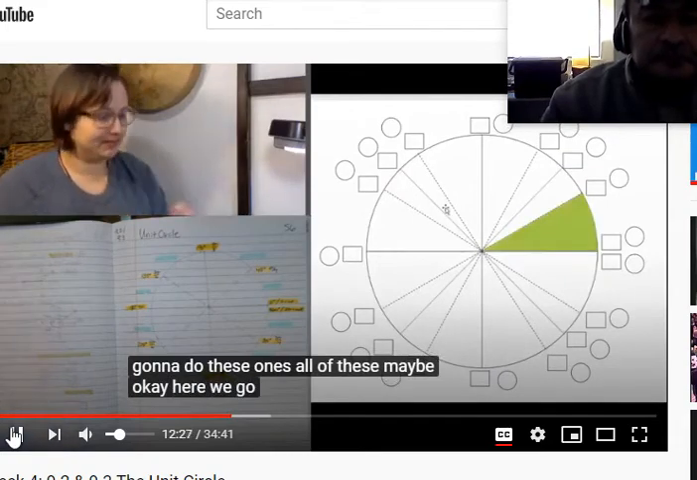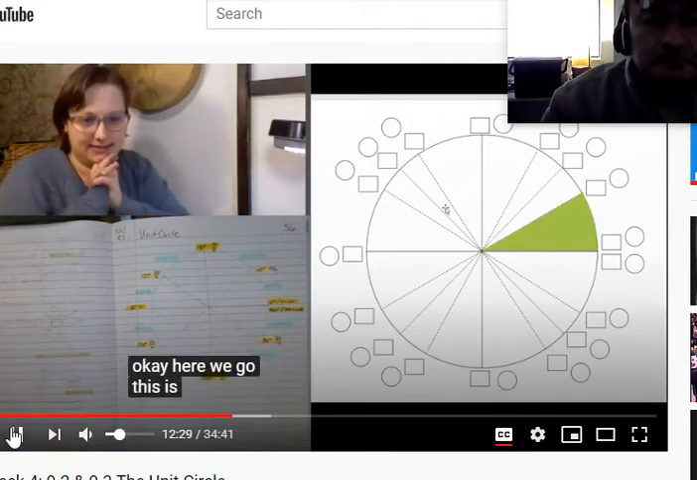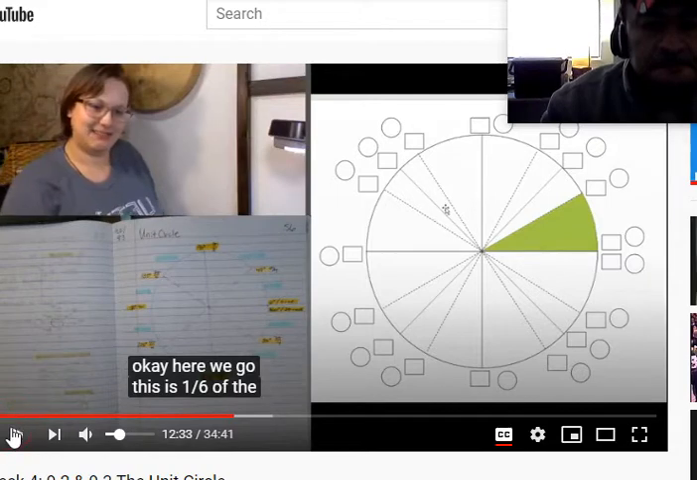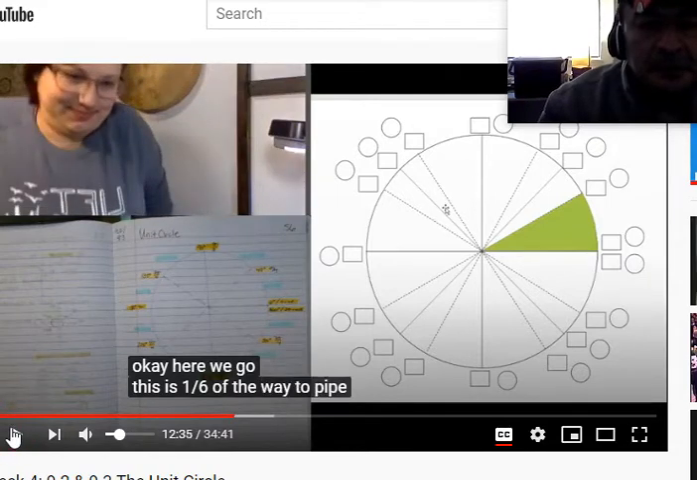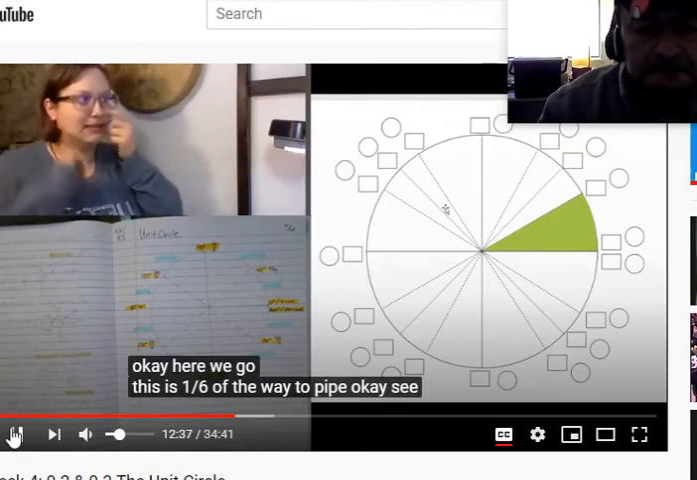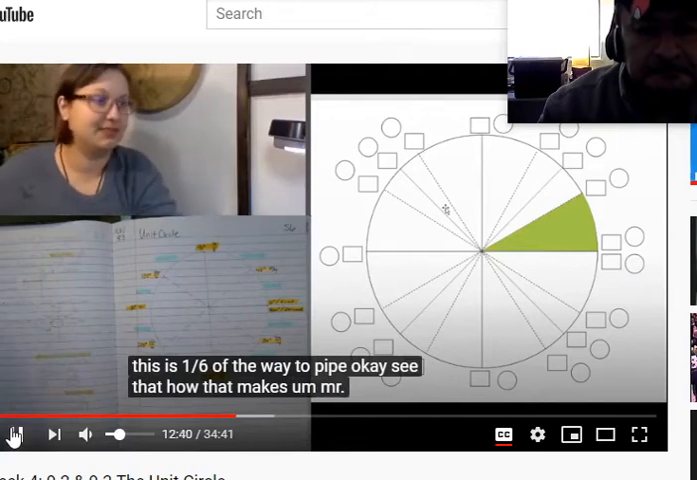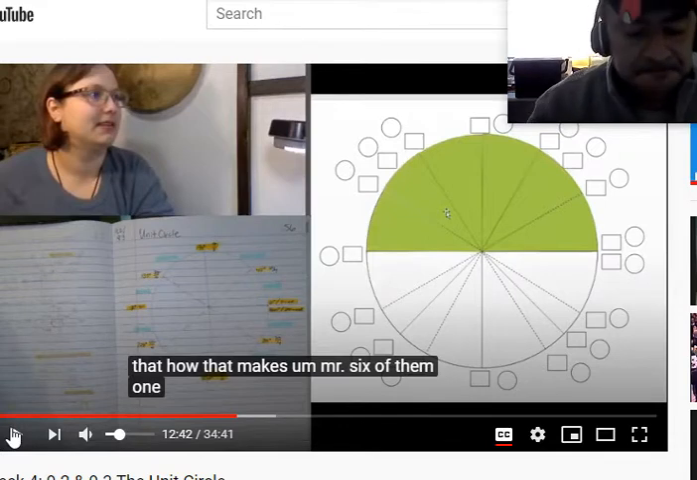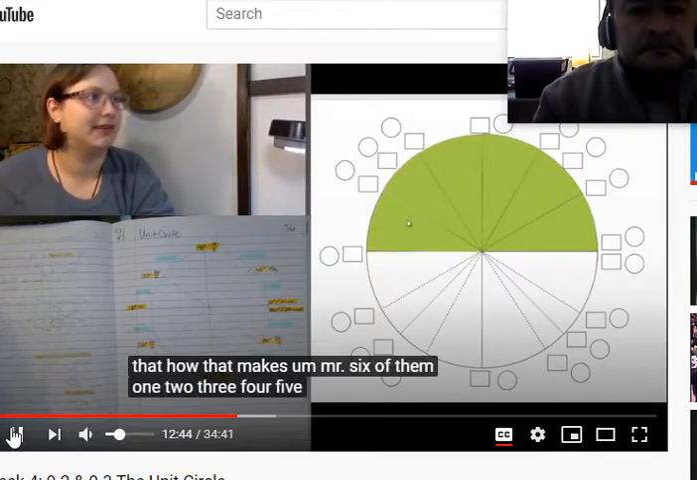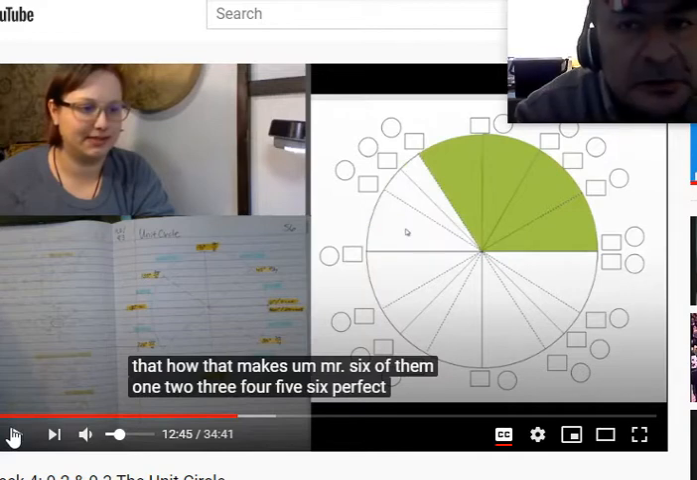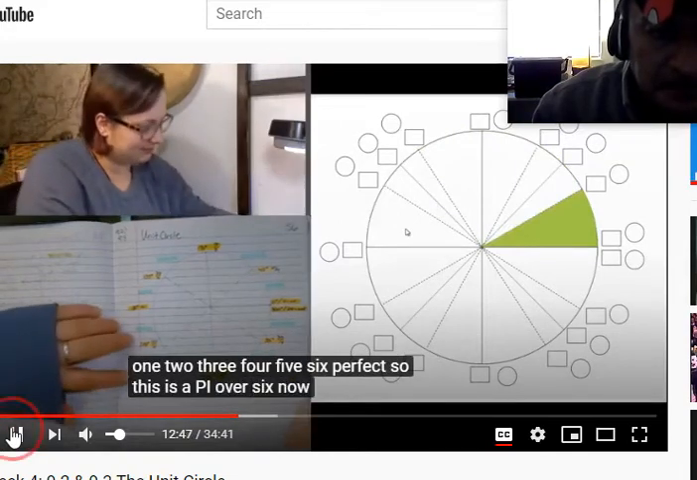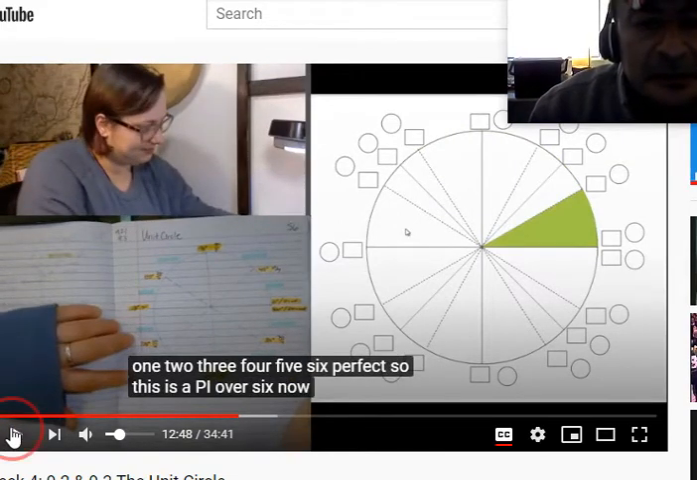Okay. Here we go. This is 1/6 of the way to pi. See how that makes 6 of them? 1, 2, 3, 4, 5, 6. Perfect. So this is pi over 6.